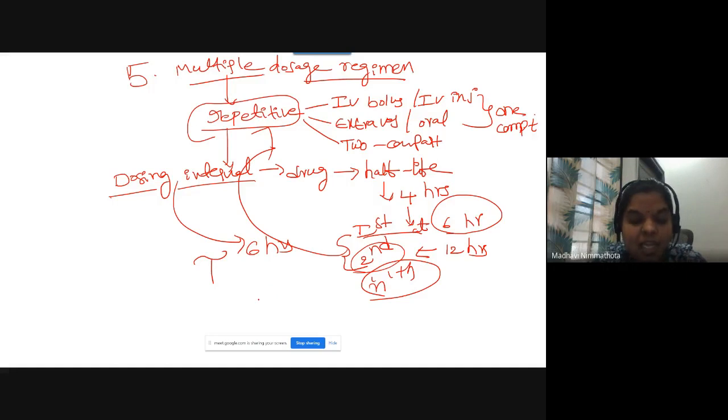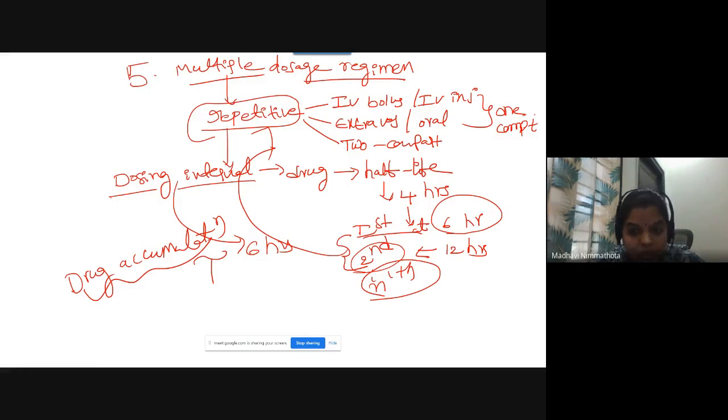Why? Because if it is not removed within that particular biological half-life of the drug, you may get drug accumulation. So for removing this drug accumulation, you can take doses with respect to the biological half-life, depending upon the second dose, third dose or nth dose. So this is the major concept of your multiple dosage regimen.